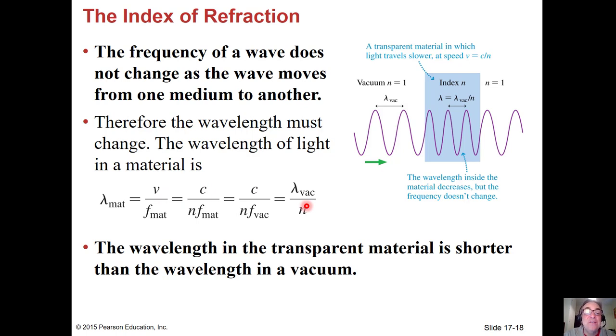So remember, the frequency does not change, the wavelength does change. If the speed gets lower, the same thing has to happen for the wavelength. So to get the wavelength in the material, take the wavelength in a vacuum divided by the index of refraction. And again, the index of refraction is always greater than 1. Okay, so we've got a couple of formulas working now. We'll take a look at those in just a minute in more detail.